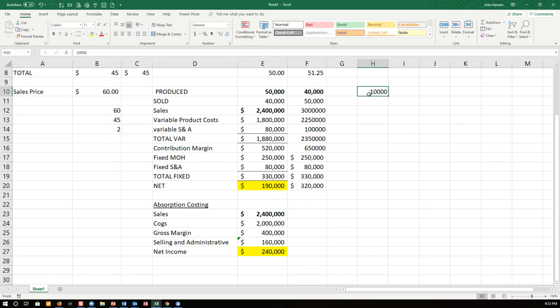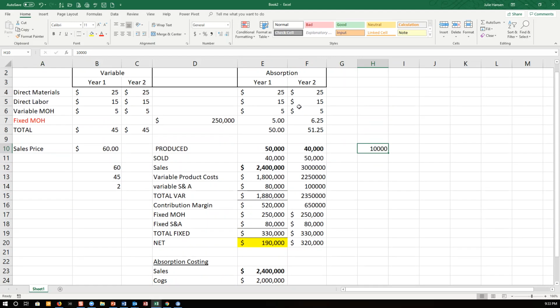Now, let's think about what costs were. Under variable costing, you can see that it was $45, but under absorption costing, it was $50 a unit, meaning that there was a difference of $5. Where did that $5 come from? My fixed manufacturing overhead. So if I take the 10,000 units that I have left in my ending inventory and multiply it times the $5 that is an extra cost under the absorption costing, I'll come up with $50,000.